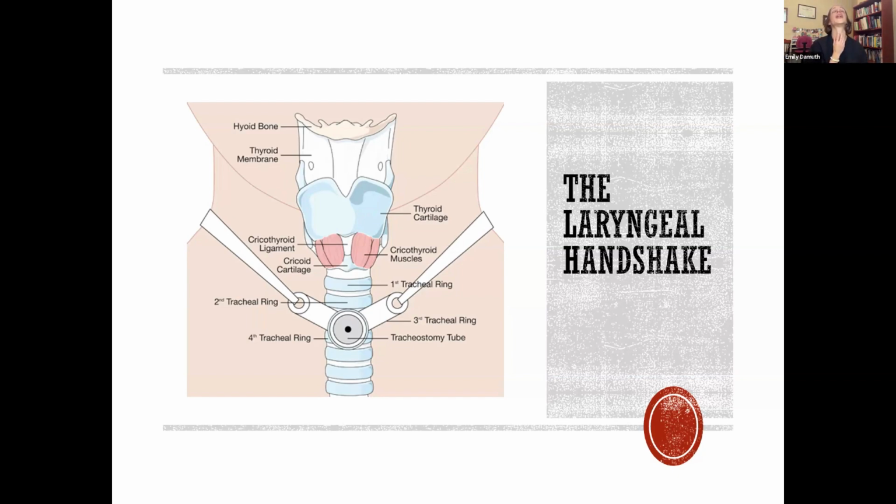So going back to the airway, and I promise we're almost done. Your fingers in that cricothyroid membrane, you feel that cricoid cartilage, and from there you can slide down and feel the tracheal rings. And tracheostomies are usually placed somewhere between the second and fourth tracheal rings. It can vary depending on a patient's anatomy. So that's the laryngeal handshake.